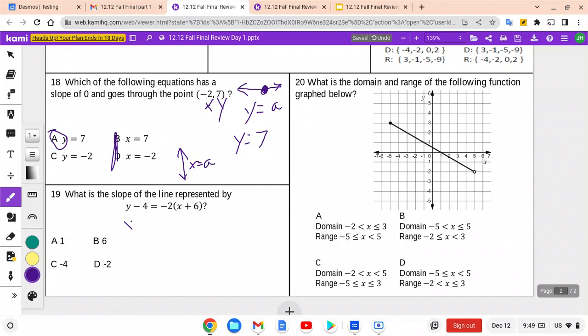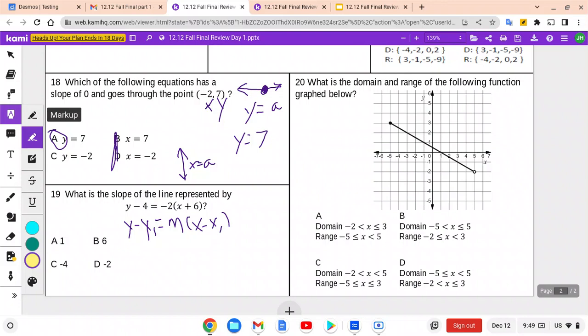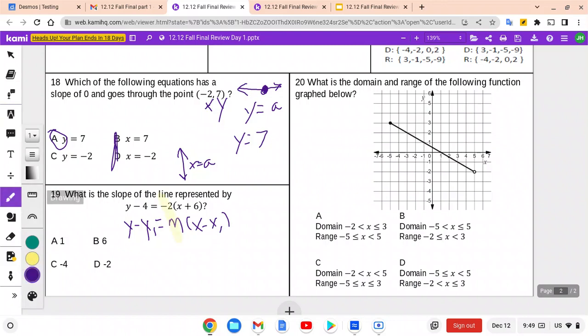All right, point slope form: y minus y1 equals m times parentheses x minus x1. What do you know? That's super easy. The slope is negative 2.